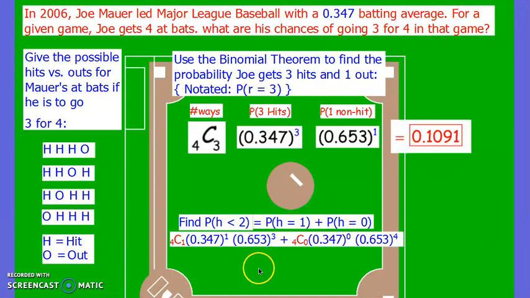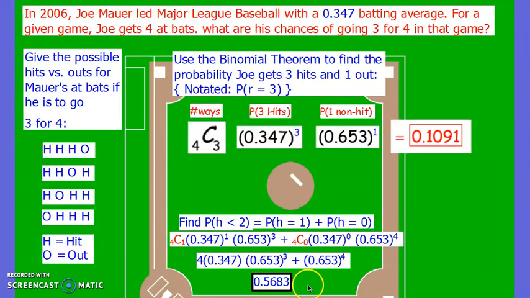Well, we'll set those up. Again, 4C1 and 4C0. A hit once with 3 outs, or a hit none of the times, 0 out of 4, with 4 outs. Compute those 2 probabilities and add them up. And really, even for the best batter in the league at that point, a .347 hitter, there is more than a 50% chance that he's going to go 0 for 4 or 1 for 4 on any given day.